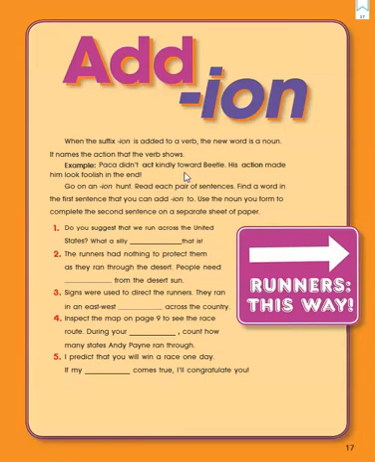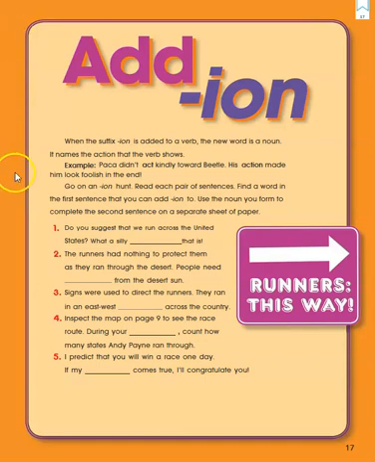So in our story, Pekka didn't act kindly toward Beetle. So our verb is act, right? That's our action word. Oh, and speaking of action, when we add ION to the end of act, we get the word action, and now it's a noun. His action made him look foolish in the end. So when we add the suffix ION at the end of a word, it turns a verb into a noun.